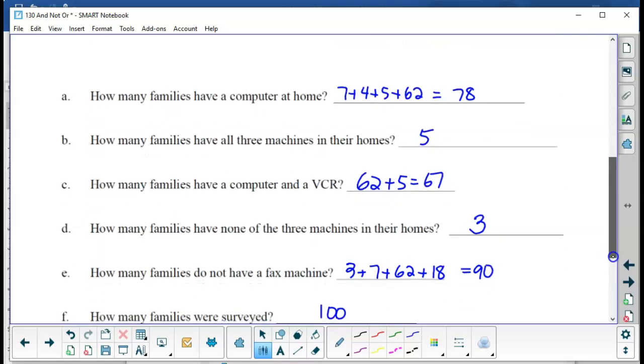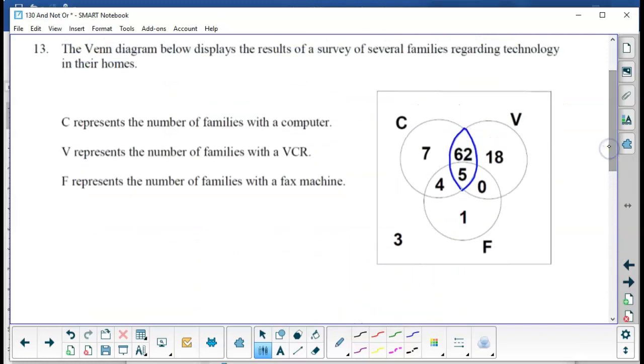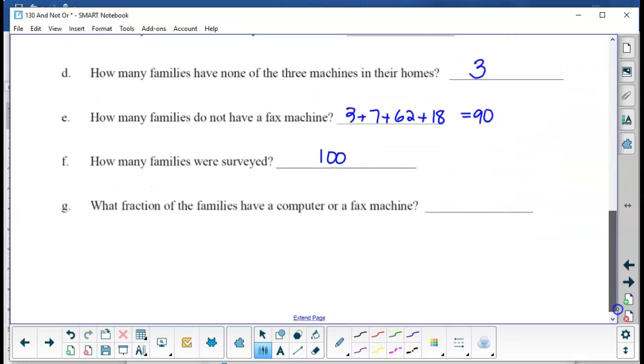And then what fraction of the families have a computer or a fax machine? So computer or fax is everything in these circles here, right? So a computer, we said, was 78, plus 1 is 79 out of 100. All right. So you were given the information on a Venn diagram.